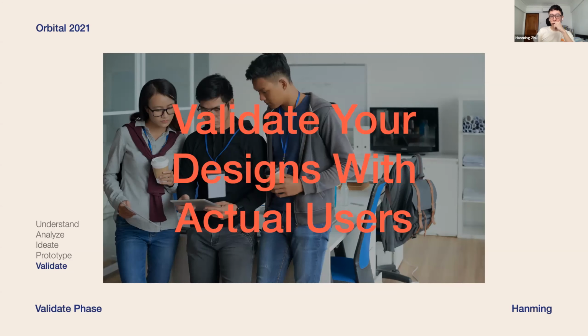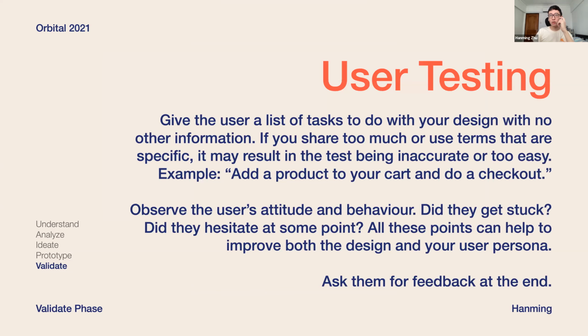So there are a few instructions. Generally, you want to give the users a list of tasks to do as a designer, and then don't tell them anything else. If you share too much information or use terms, the test may end up becoming inaccurate or too easy. An example of a task may be: add a product to your cart and do a checkout. Simple as that. You don't tell them to go to the product page, find the product, click the add to cart button, and go to a checkout page and press the checkout button. That's too specific. Don't be too specific.